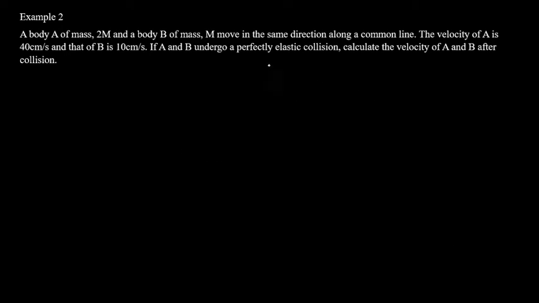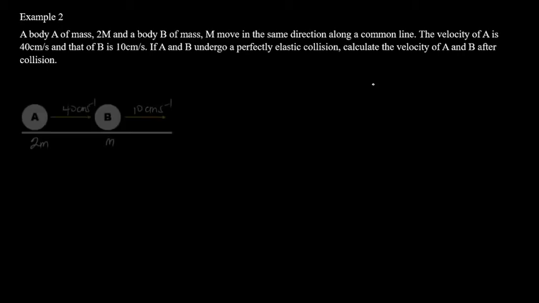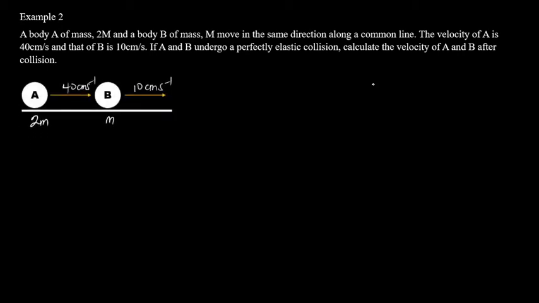Now, there is a hunch over here. We have a perfectly elastic collision, which means there will be conservation of momentum and kinetic energy. So we need to use the conservation of both linear momentum and kinetic energy to be able to solve this example. So let's have a look at our diagram. We have a body A with a velocity of 40 centimeters per second, then body B of velocity 10 centimeters per second. Body A has a mass of 2m, and body B has a mass of m.